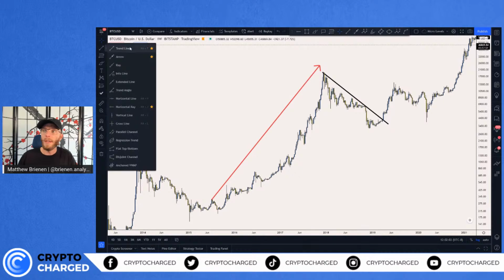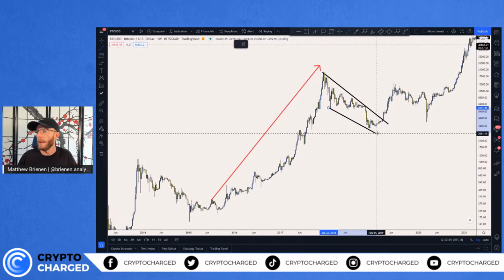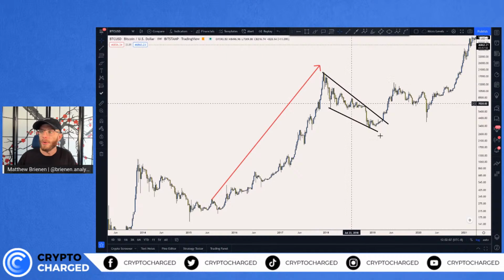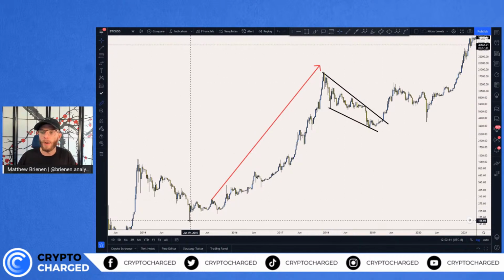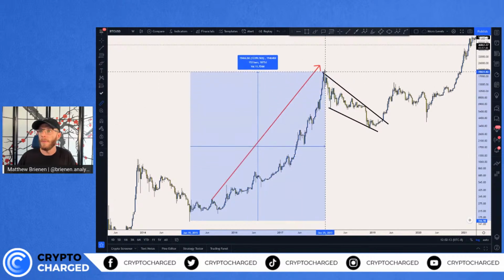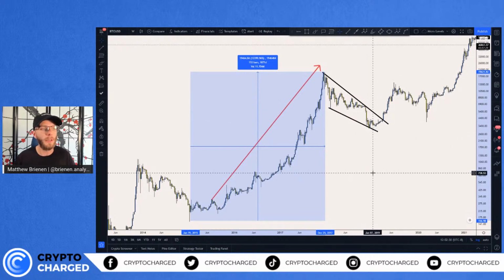Although this took a very long time to play out, this was a huge bull flag that was forming here. A lot of people don't consider that because they go, okay, well, price rose almost 13,000% from the 2015 low that was set in January to the 2018 cycle high at almost $20,000. And this bull flag, although it took us all the way down to $3,000, technically was a huge continuation pattern on the weekly time frame.